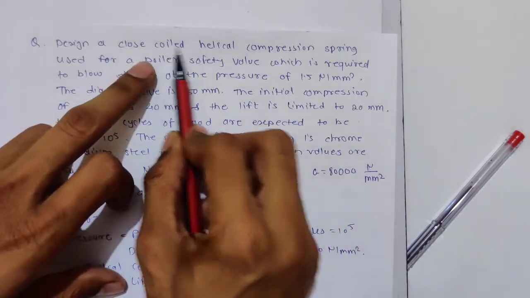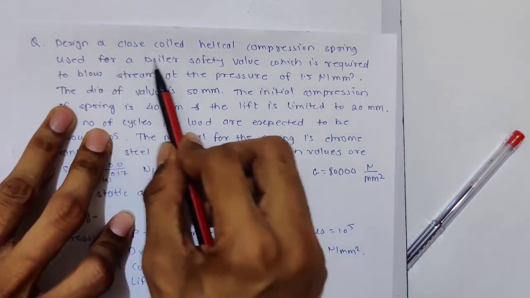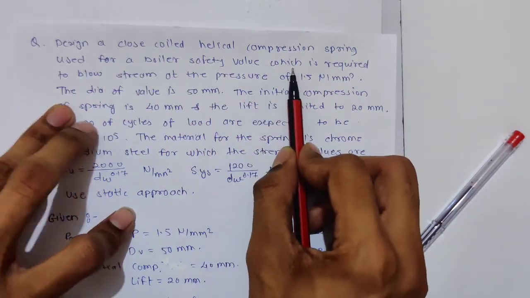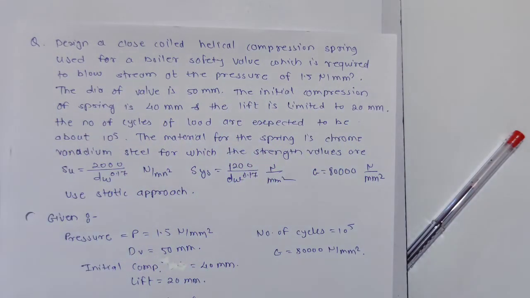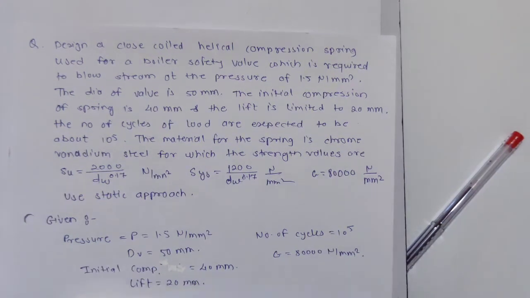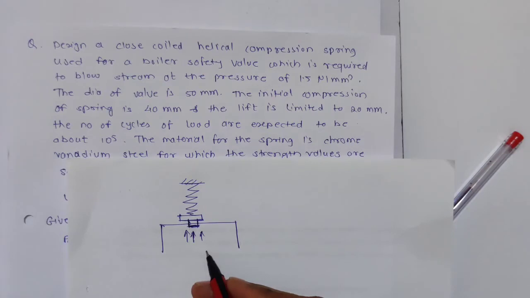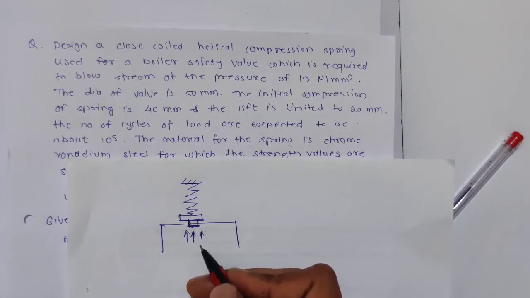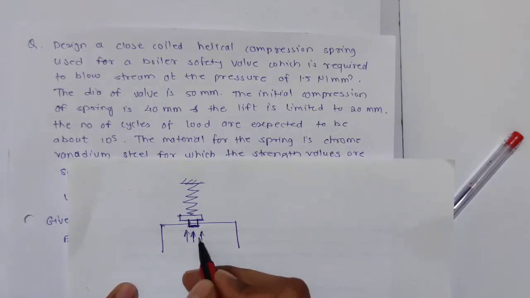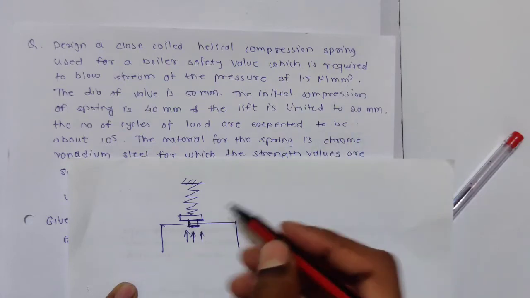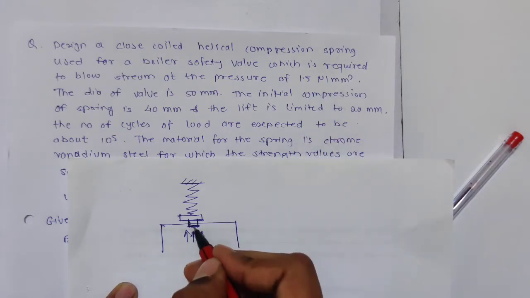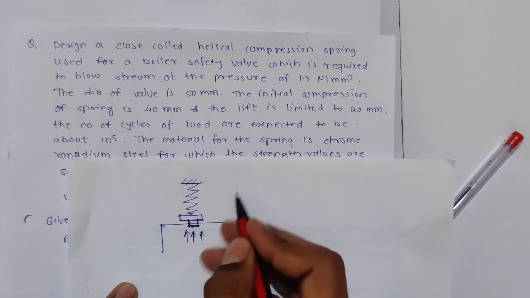Design a closed coiled helical compression spring used for a boiler safety valve, which is required to blow steam at the pressure of 1.5 Newton per mm square. So here we have one boiler, and boiler means steam pressure, so it has steam pressure from this side. Here is one safety valve and it is set for 1.5 Newton per mm square pressure. When the pressure is 1.5 Newton per mm square, it will just blow off and steam will go out.